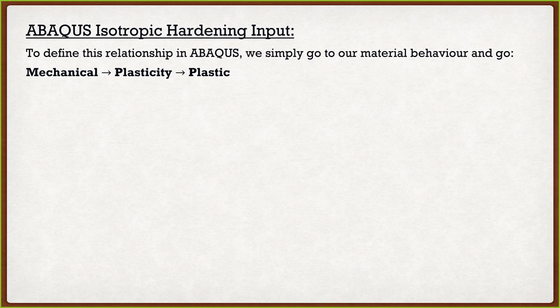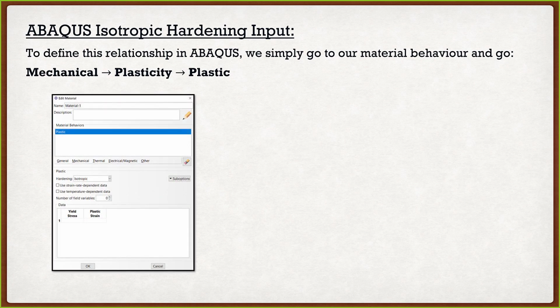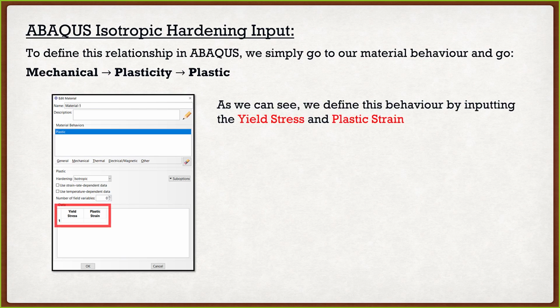Now, when you click this, you are given this menu right here. This is the menu that's going to appear under Plastic. It's going to have two columns. First one is yield stress, and then the second one is plastic strain. Yield stress and plastic strain. So this is all we're going to need to define in ABAQUS. Yield stress, plastic strain. I'm going to keep saying it so you guys remember it.